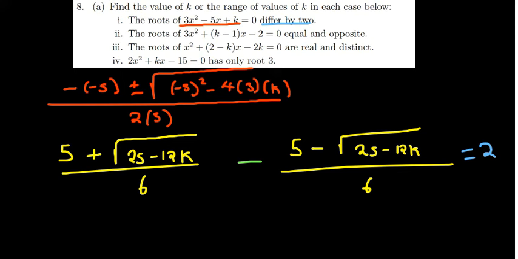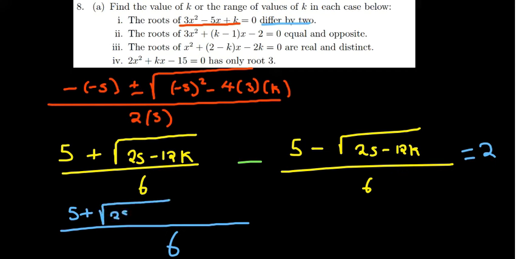So we can see that they've got a common denominator of 6. So 6 into that will be a 1. So our 5 plus root of 25 minus 12k. Now as I distribute the negative to the other part, we get minus 5, and then it will be a positive root because there is already a negative there, so 25 minus 12k. On the other side, we've got a 2.